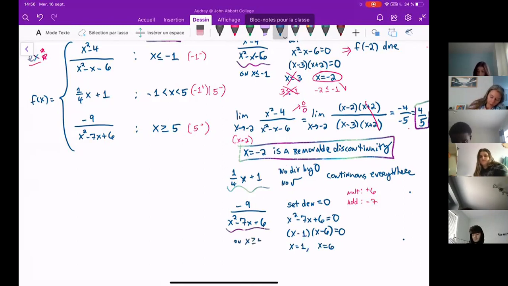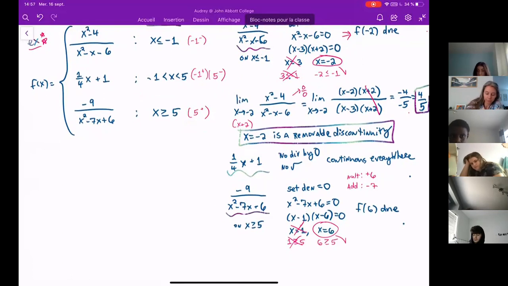And here we're on x greater than or equal to 5. Can I get rid of none of them, one of them, or both of them? I can get rid of the 1. 1, if we say 1 greater than or equal to 5, that's just not true. Whereas 6 greater than or equal to 5, that is true. So f of 6 does not exist.